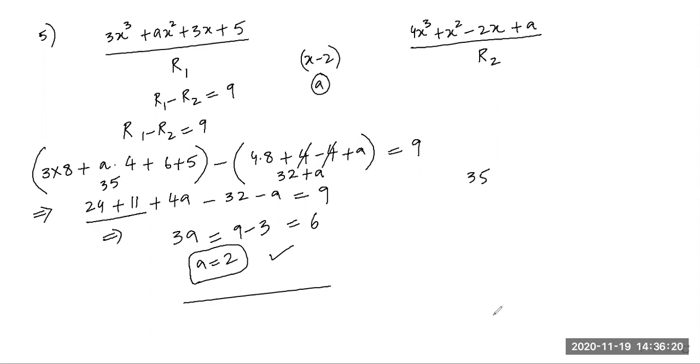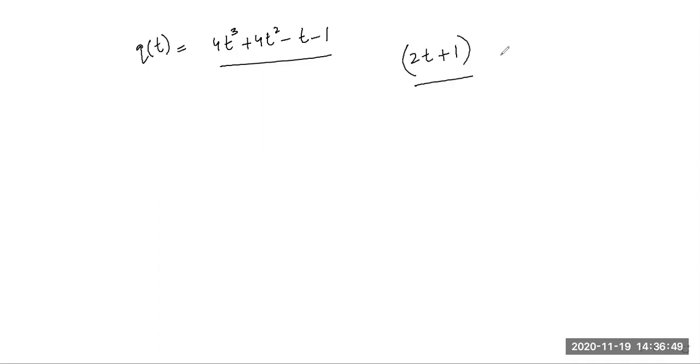So, students, this is how we do. Okay, one more question I'll give you. Check whether the polynomial Q of T is equal to 4T cubed plus 4T squared minus T minus 1 is a multiple of 2T plus 1 or not.